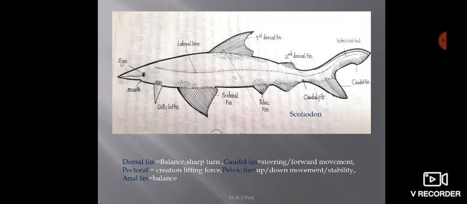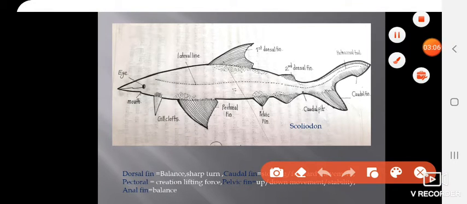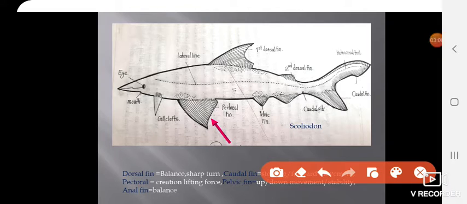So better to see this figure. In this figure, first we will discuss the paired fins. Paired fins include the pectoral fin. This pectoral fin is present behind the gills, in the pectoral region, or we can say in the shoulder region. Another one is the pelvic fin, which is present in the pelvic region. So they are named on the basis of their position: pectoral fins in the shoulder region, pelvic fins in the pelvic region.